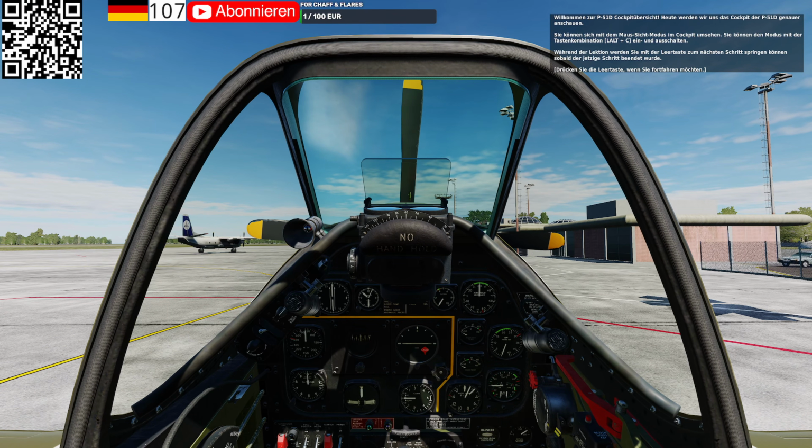Welcome to the P-51D cockpit overview lesson. Today, we will take a detailed look at the Mustang cockpit. You can use mouse look mode to move your view around the cockpit. To turn mouse look mode on and off, press left Alt plus C.